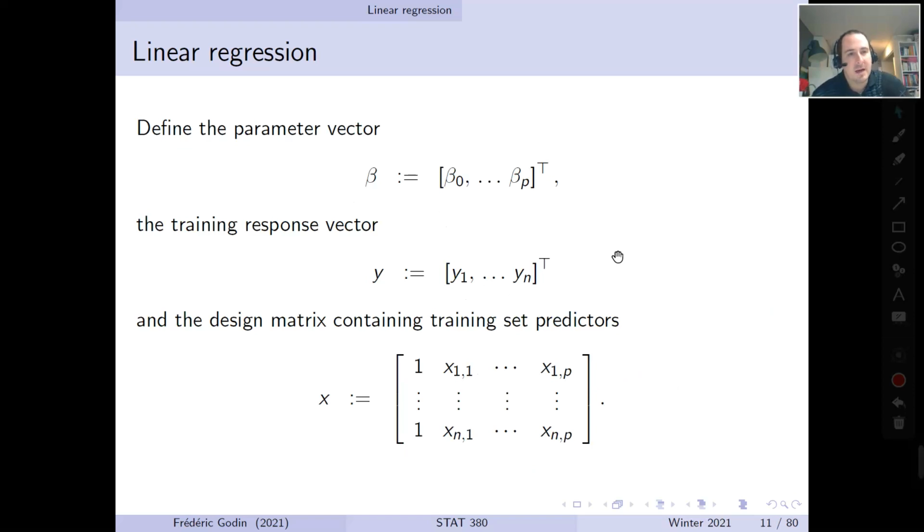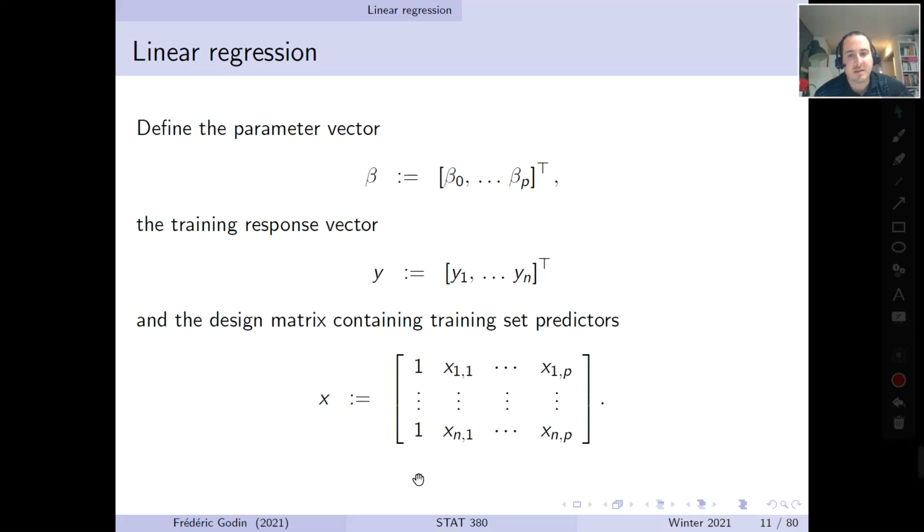Okay, so a bit of notation here. Let's define beta as the column vector which contains beta 0 until beta p. So these are all model parameters. The training response vector y contains y1 until yn, which are the responses in the data set. And let's define the design matrix X, which is a matrix containing the predictors for all observations. Each row corresponds to an observation and each column corresponds to a given predictor.